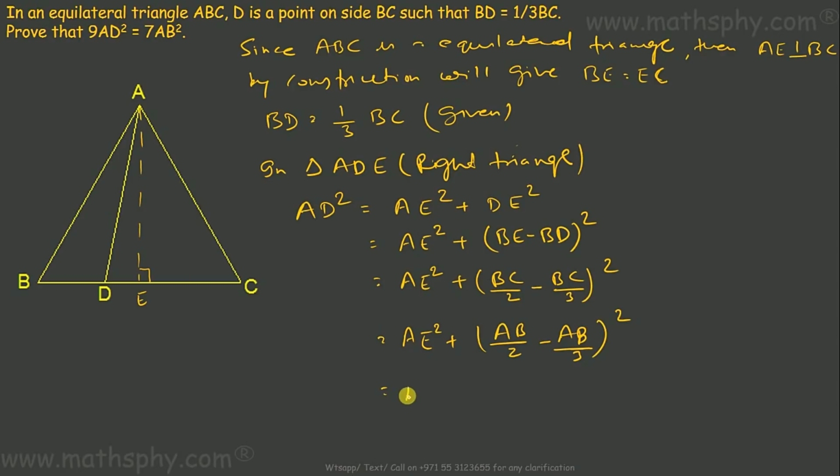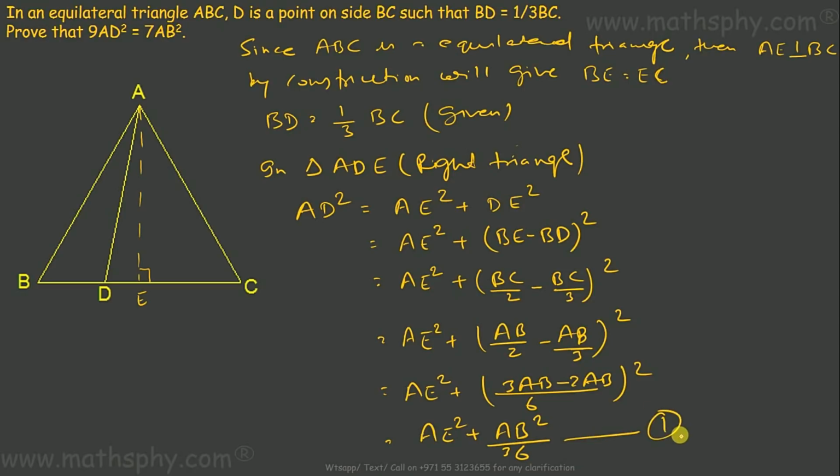You solve this: AE square plus 3AB minus 2AB over 6 whole square means AE square plus AB over 6 square will give you AB square over 36. So this is equation number 1. Let's make equation number 2.